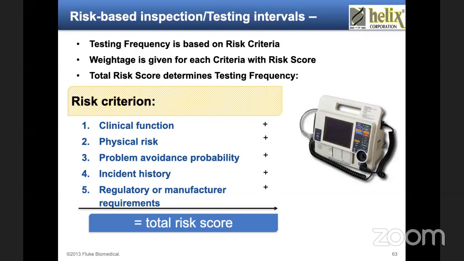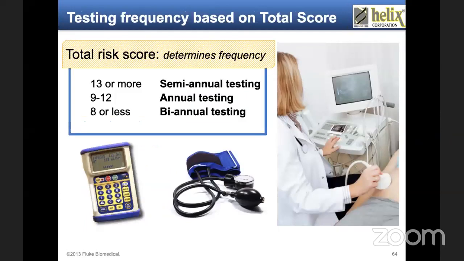If the risk score is more than 13, those machines have to be checked for their performance once in 6 months, semi-annual, once in 6 months, not twice in a year. If the score is 9 to 12, once in a year. If the score is less than 9, or 8 or less, biannual. Those medical equipment are to be tested once in 2 years.